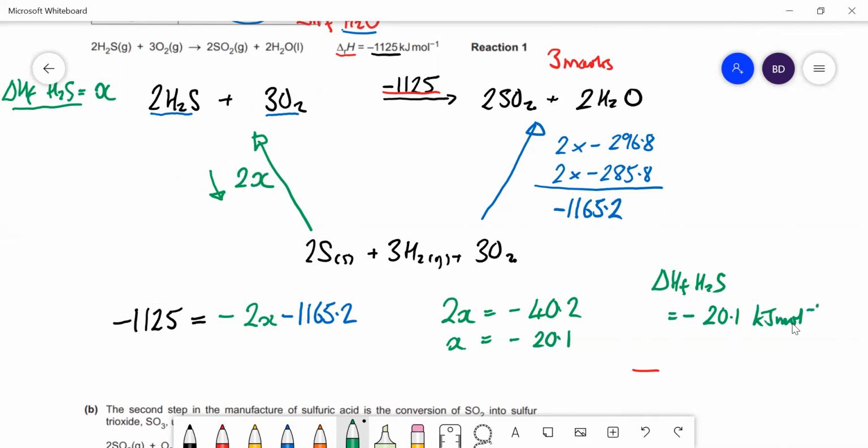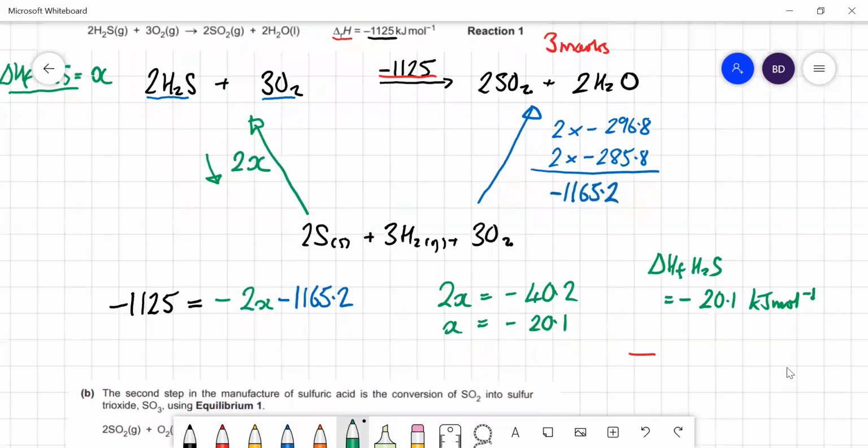You have to be careful with your signs there. It's quite easy to get plus 20.1 if you make a mistake. So you've got to be quite scrupulous about the way you handle your positive and negative signs. Okay.